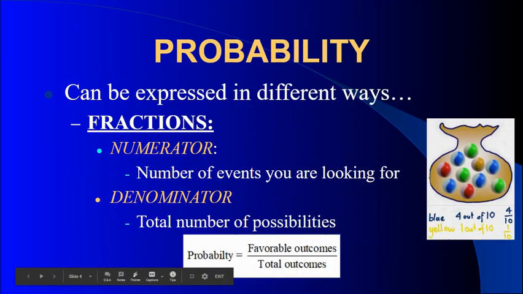There are different ways to express probability. One way is in fraction. And with a fraction, the numerator is the number of events you are looking for, and the denominator is the total number of possibilities. So if, for example, we have 10 marbles in a bag and 4 of them are blue, we have a 4 out of 10 chance of getting a blue marble. Or we can reduce that and say 2 out of 5.